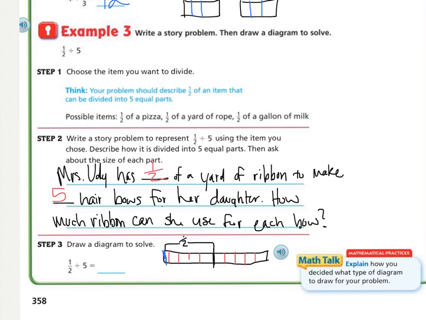And so I had to continue breaking this up all the way to the 1. So how many pieces are there? Well, there's 1, 2, 3, 4, 5, 6, 7, 8, 9, 10. So one size piece for one bow is going to be 1/10.